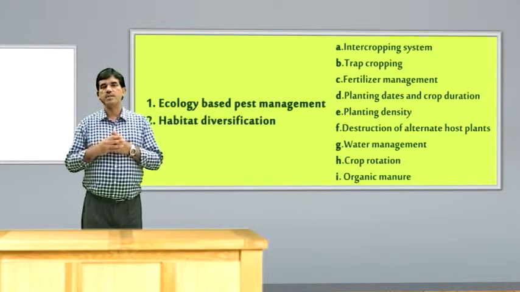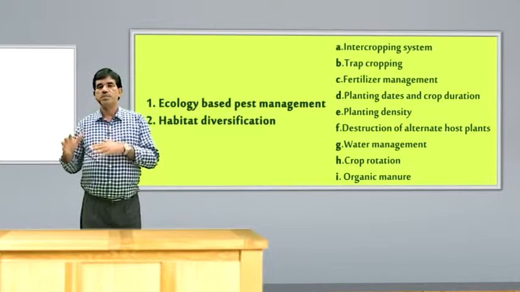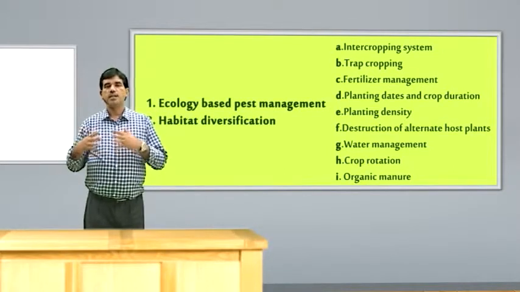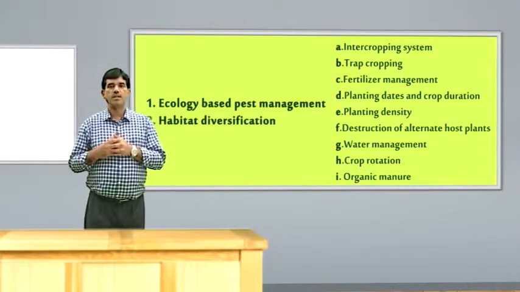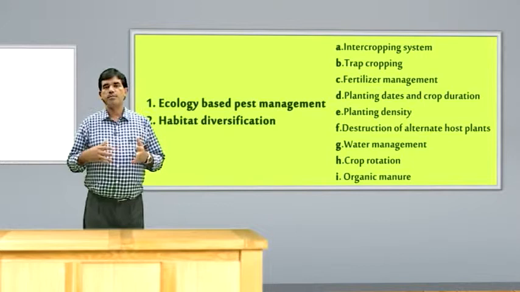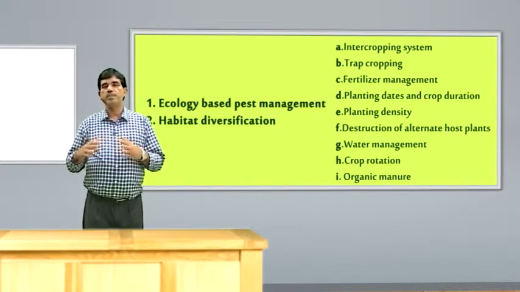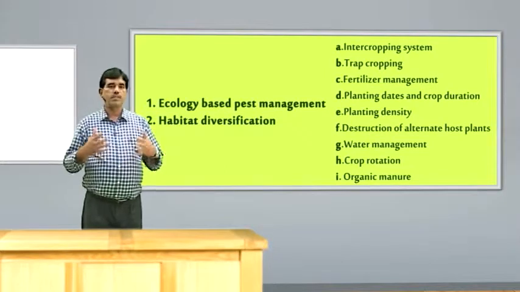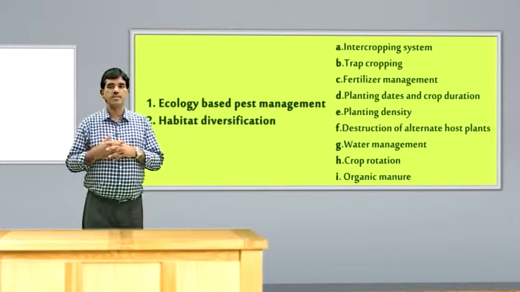Water management. For example, in rice, if we keep continuous ponding of 5 centimeters, the damage from the mealybug can be reduced. Take another case in rice, where caseworm and brown planthopper damage can be reduced if we drain out the water. So we have seen that optimum maintenance of water is required to manage the pests.